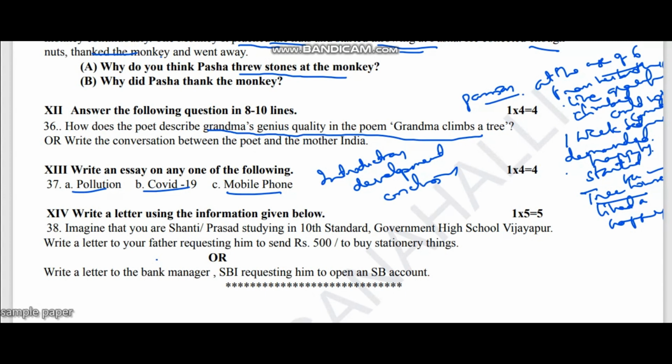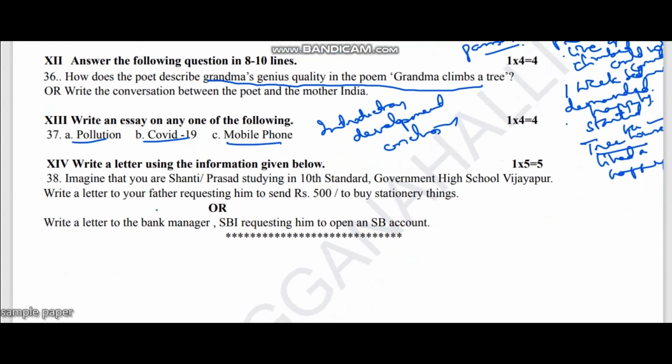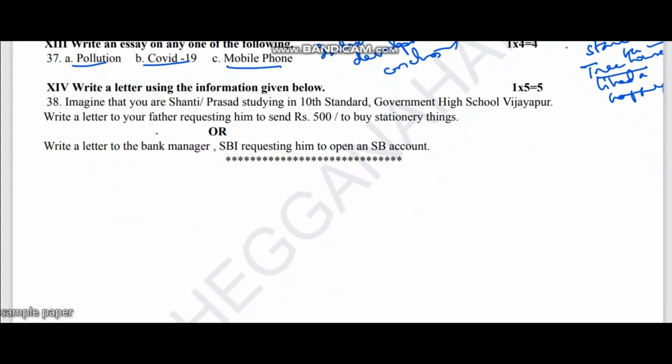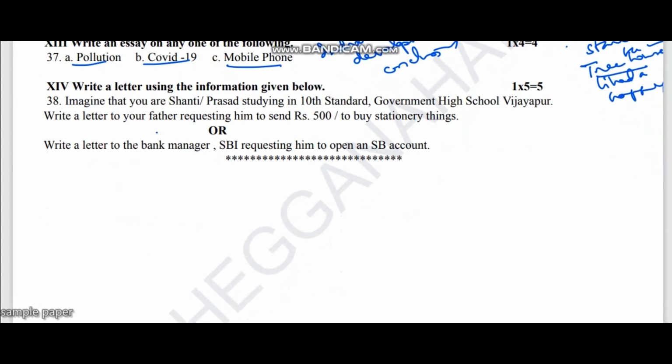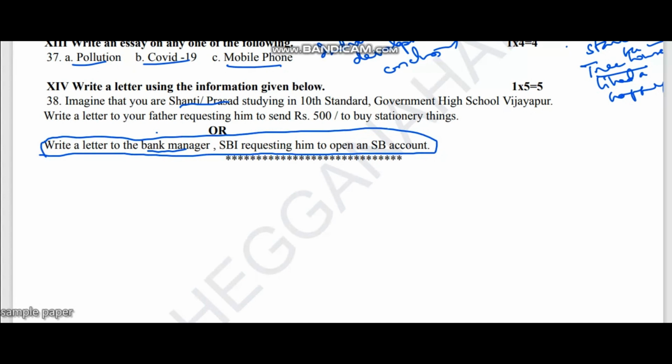Next, Roman number 14, write a letter using the information given below. 38, imagine that you are Shanti Prasad, studying in 10th standard Government High School, Vijaypur. Write a letter to your father requesting him to send rupees 500 to buy stationery things, or write a letter to the bank manager, SBI, requesting him to open an SB account. Dear students, always choose this question, a formal letter to attend, to get 5 out of 5.